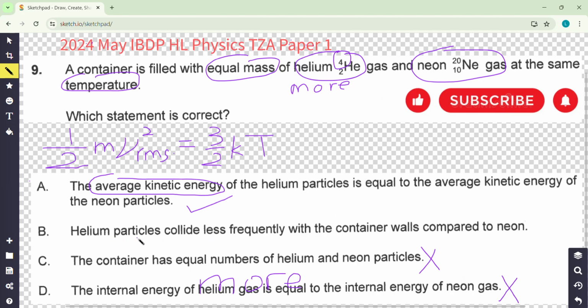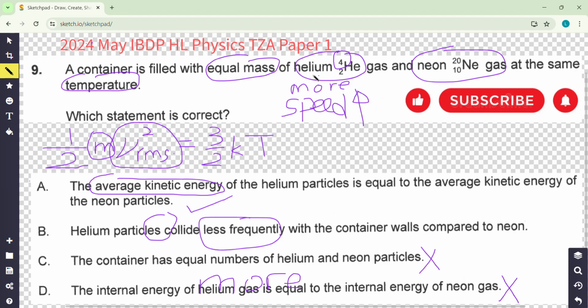The helium particles collide less frequently with the container wall than the neon. Think about it. We have more helium gas, and the helium gas has smaller molecular mass but the same average kinetic energy. So the helium molecule must have a faster mean square speed. So we have more helium gas molecules and its speed is faster.